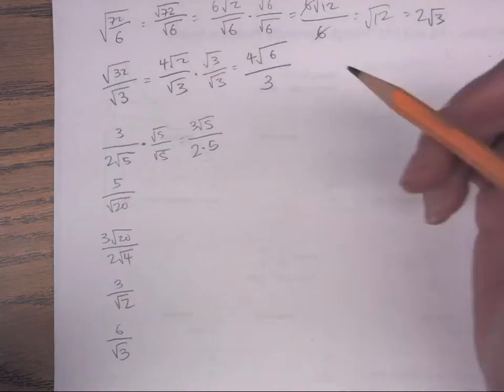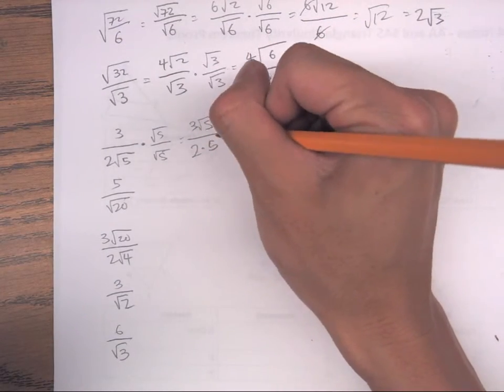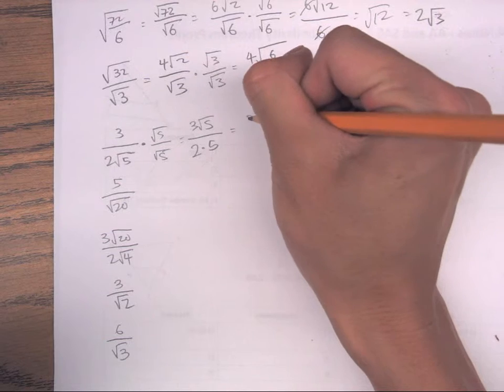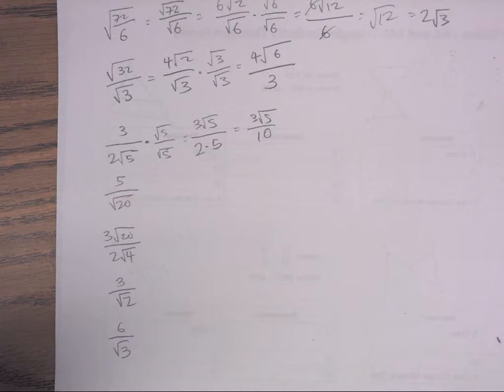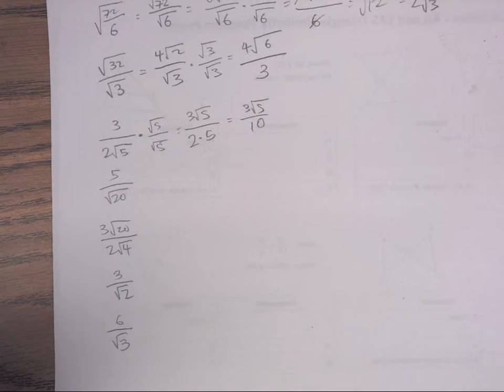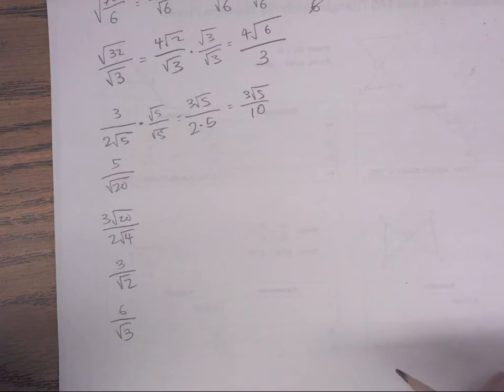So here, simplify this. You want to simplify the denominator. 3 square root 5 divided by 10. Done. Okay, next one. 5 divided by square root 20.